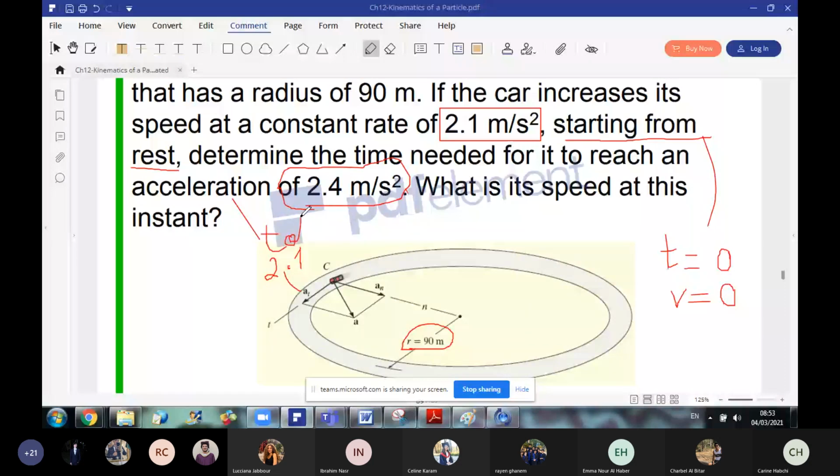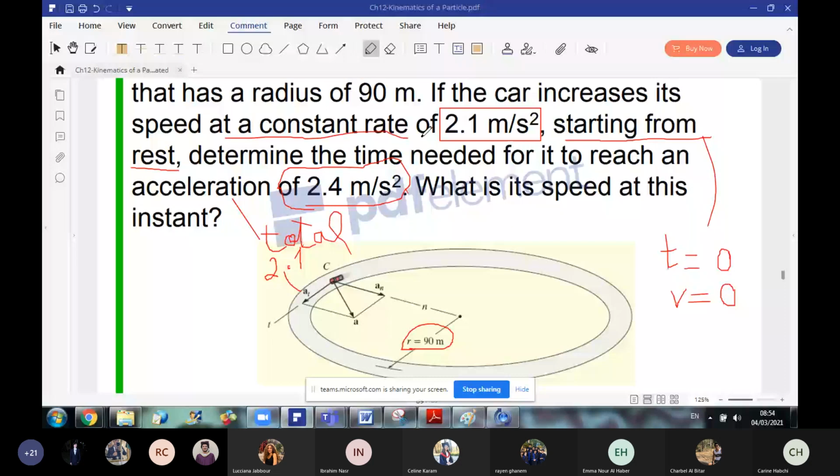How will I use this given? They asked me what is the time needed to reach an acceleration of 2.4. First, at is constant, so at is not varying. an will vary. Why will an vary?